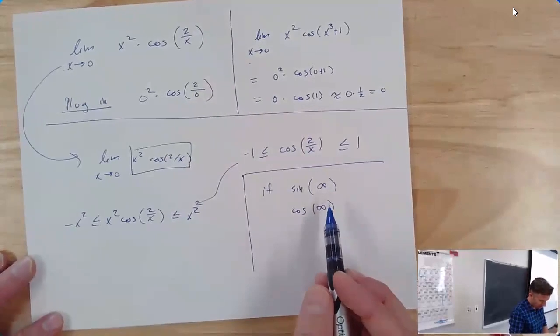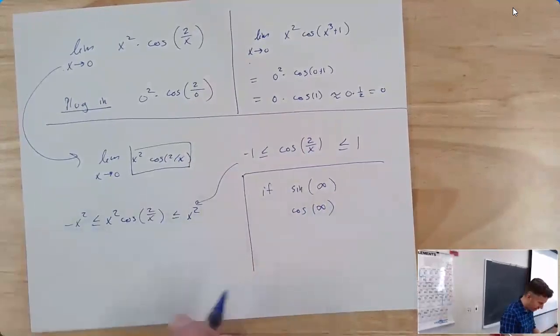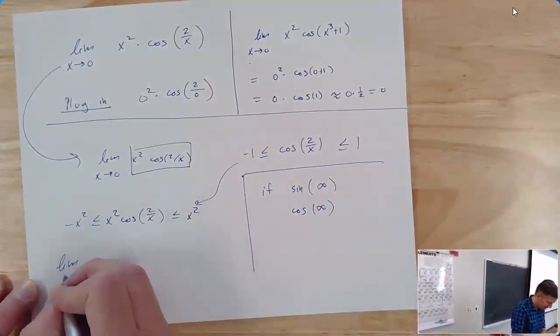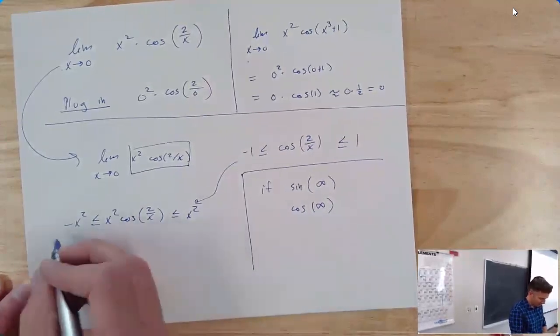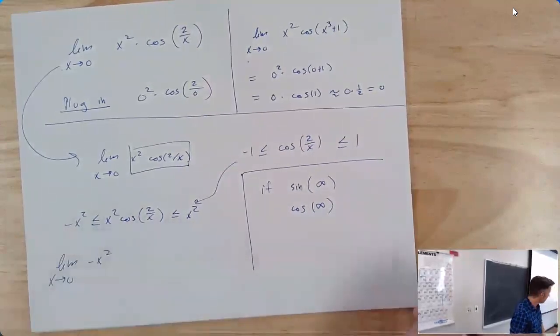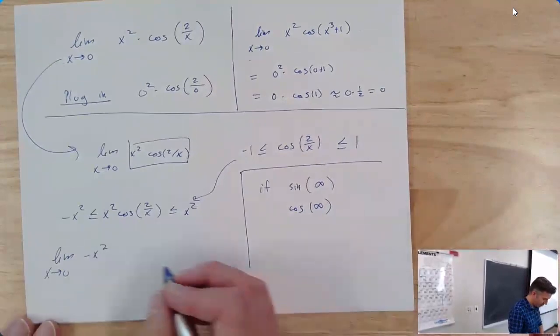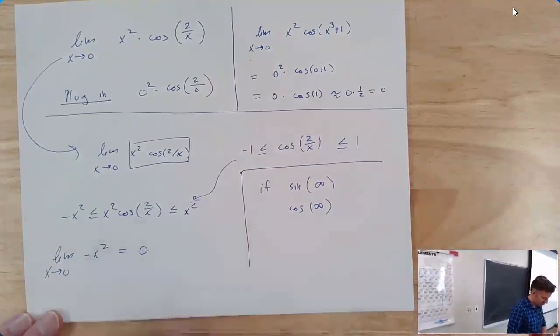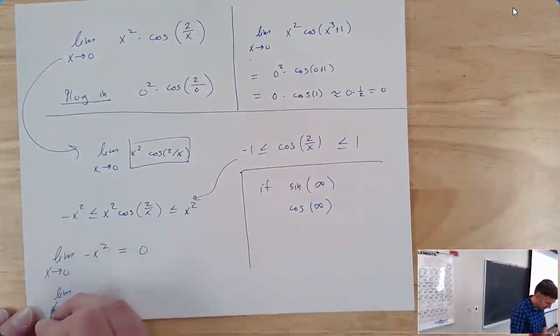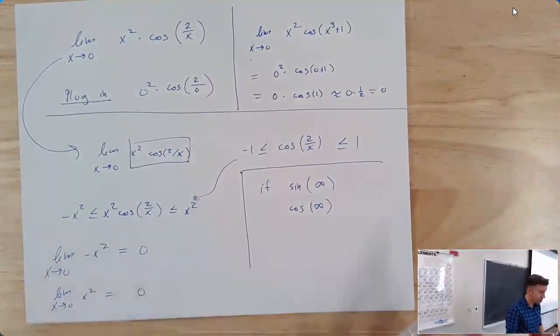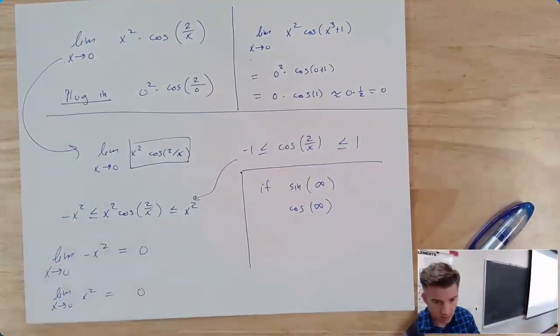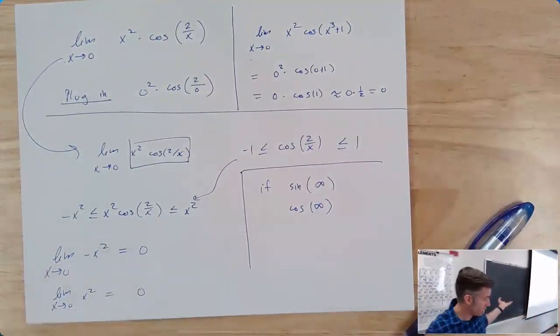person. So we've got this inequality. And if we take the limit as x goes to 0 of the outer pieces, what happens as x goes to 0 of negative x squared? We get 0. And what happens to x squared as x goes to 0? Also 0. Right, you just plug in 0.